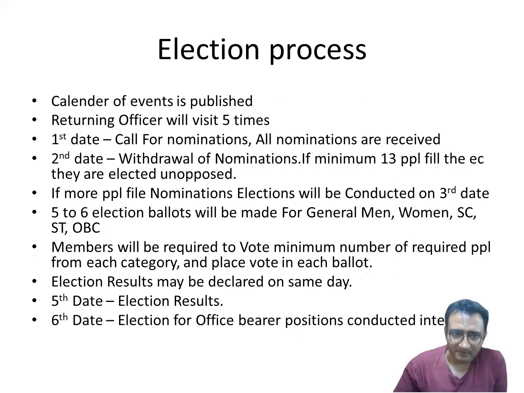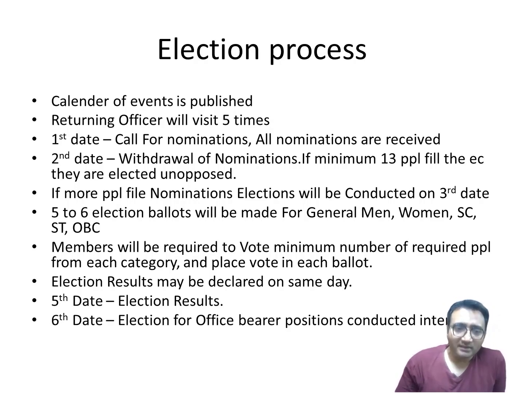The calendar of events is published. The returning officer will visit at least 5 times. On the first date in the calendar of events, he will call for nominations. All nominations are received, and if anybody is claiming the benefit of caste reservation, they need to produce a caste certificate issued by the Karnataka state government. They cannot produce a caste certificate issued by another state government.